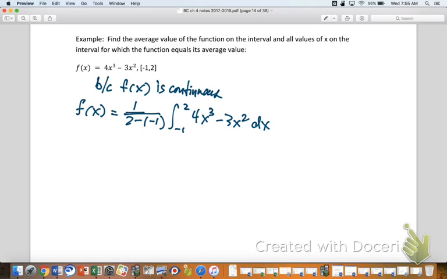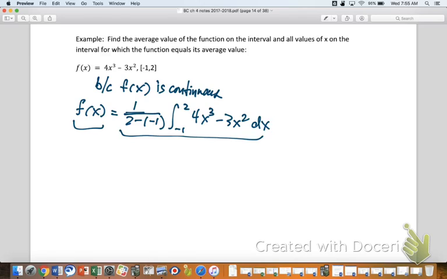Sir, why did you set it equal to f? Well, that's what I was just saying. The mean value theorem for integrals says that as long as the function, in this case f of x, is continuous, then if you find the average value, which is what this is right here, then somewhere on the interval, that average value will equal the y value of the function. So I'm just kind of setting it up early.